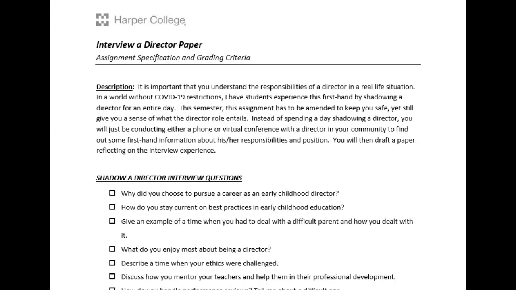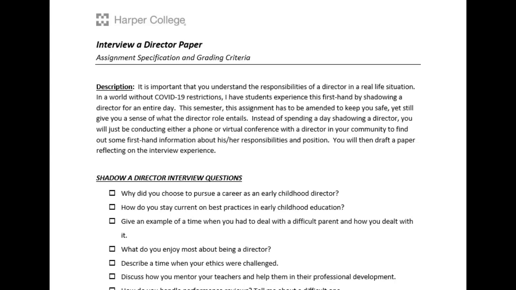So for the Interview a Director paper, that's exactly what you're going to be doing. You're going to just be interviewing a director. If you are currently working in a center and have that advantage, you can interview your director, and you may actually be able to see a little bit about what goes on from day to day because you are in that center and have a relationship with that director and know what they do during the day for the most part. But for those that are not working in a center, that's totally fine.